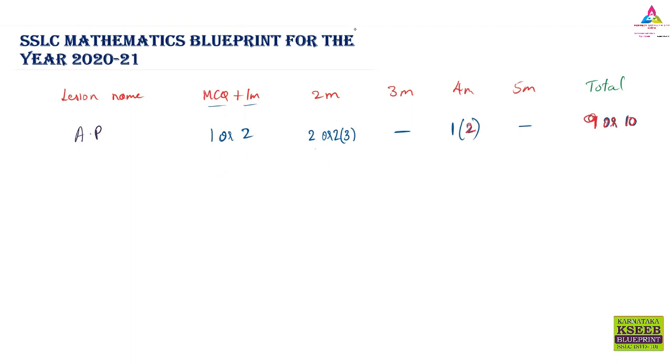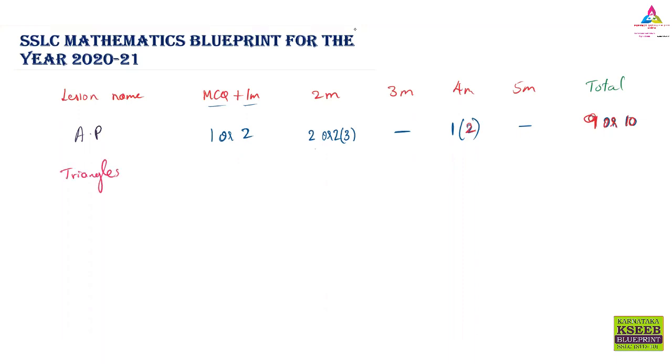So once again: 1 mark, 2 questions or 1 question, but 2 marks, 2 questions will be there. In that, 1 may be the "or" question, and in 4 marks they will definitely give an "or" question for you. Two questions, and you have to attempt 1. So the next lesson, the second lesson, is triangle. We will go for the triangle lesson.